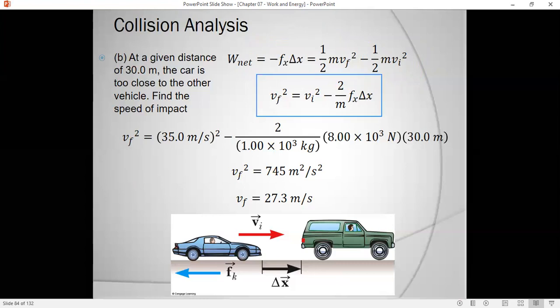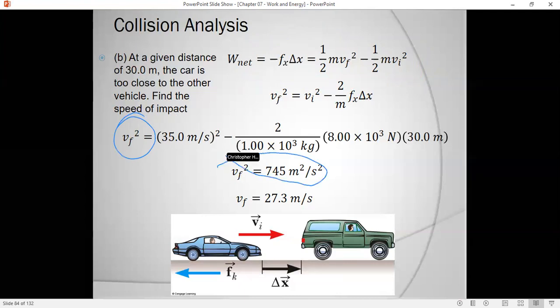Now I plug in everything. I plug in my 35 meters per second. I plug in the mass of the vehicle, the friction from the brakes, the distance that I have to stop, 30 meters. Plug them all in, then solve for v squared. I get this right here, and take the square root. Ooh, well, that's not good.